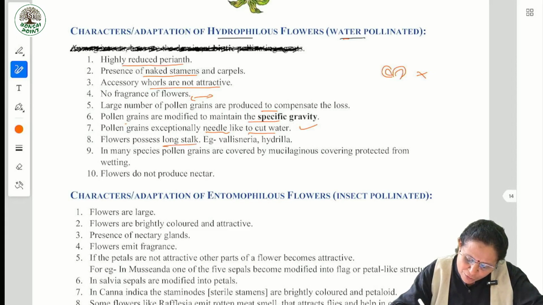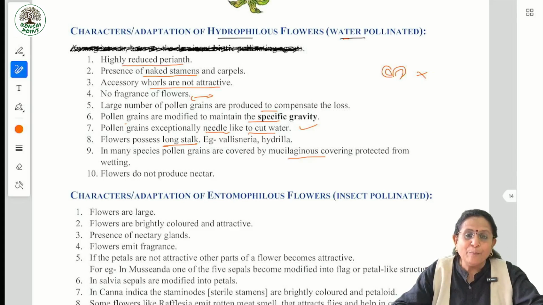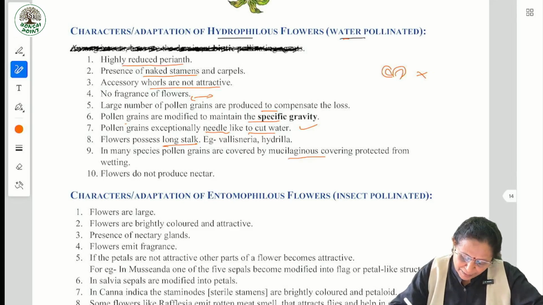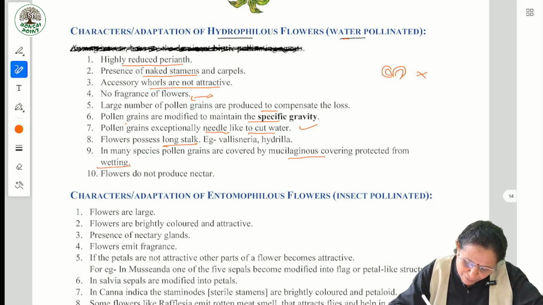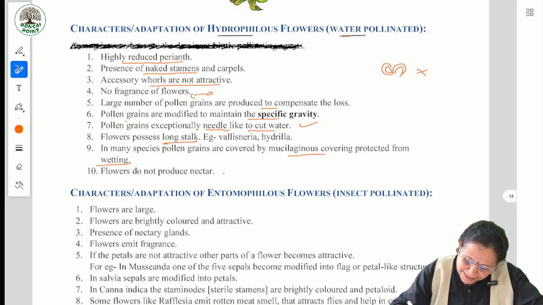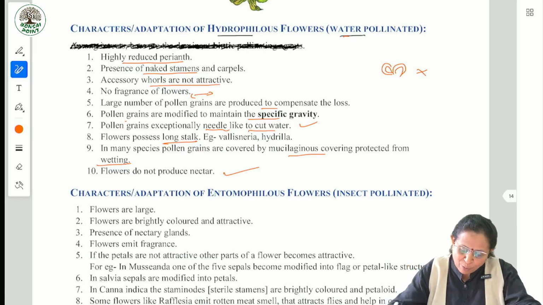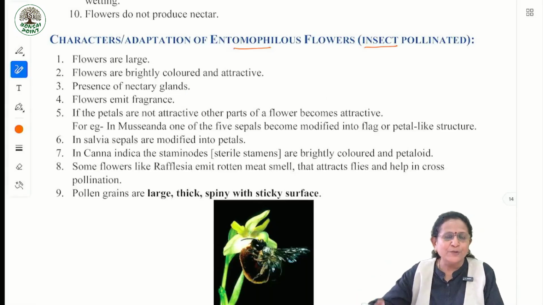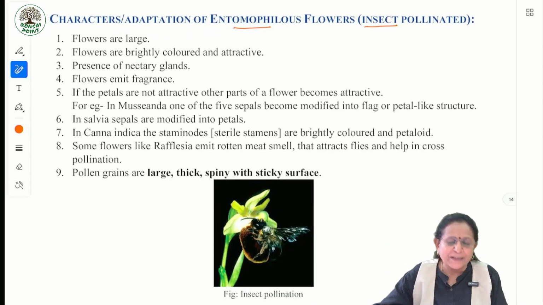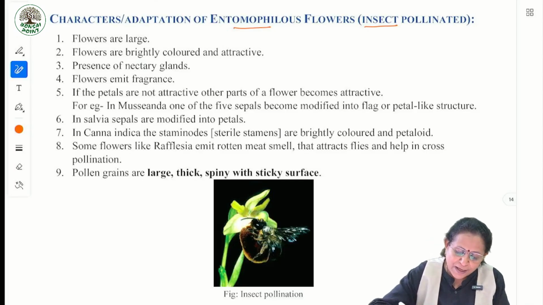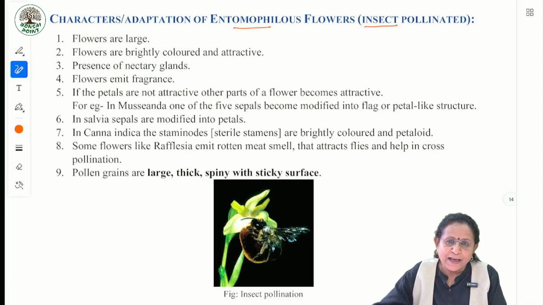Flowers possess a long stalk, as in Vallisneria and Hydrilla. In many species, pollen grains are covered by a mucilaginous covering, which protects them from wetting. Flowers do not produce nectar. All these are very important points. Just the opposite you'll see in entomophilous flowers. Okay. Yes, students. Let me pass on to the next topic, that is characters or adaptations of entomophilous flowers. Entomophilous means insect pollinated flowers. Pollination by insects is said to be entomophily.